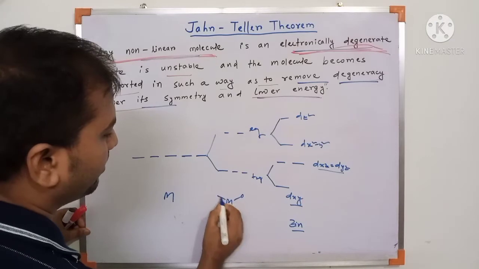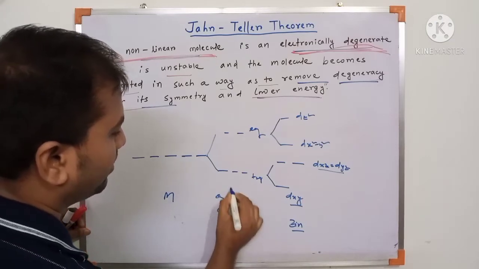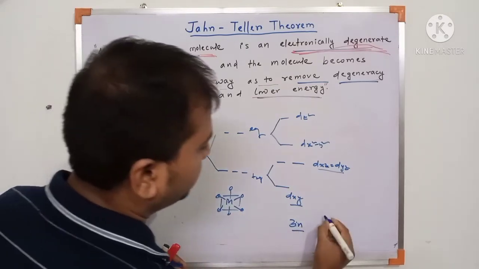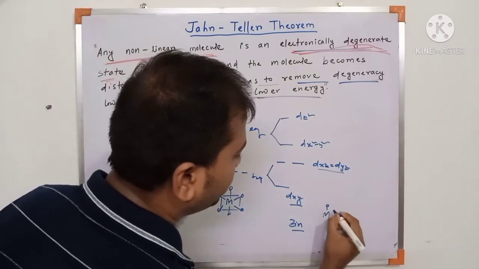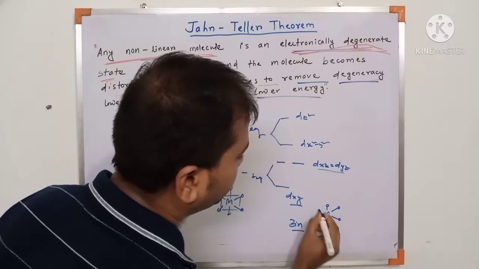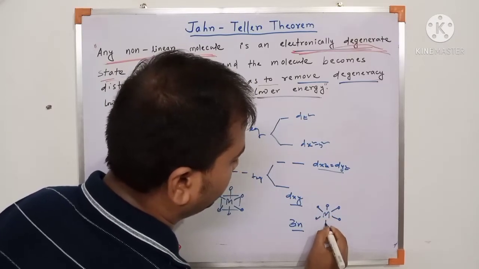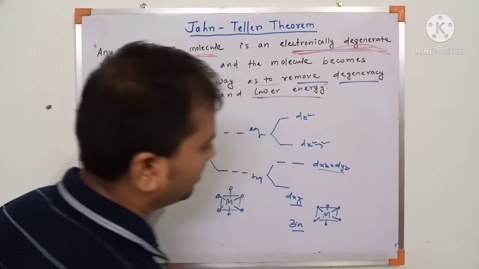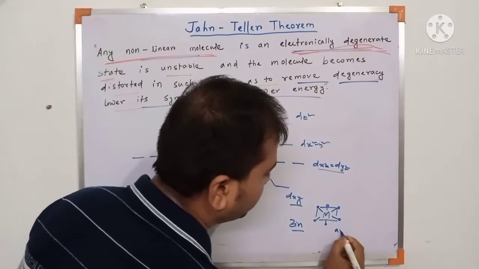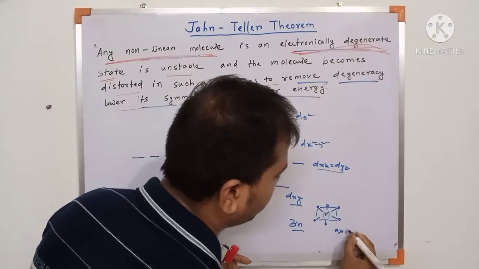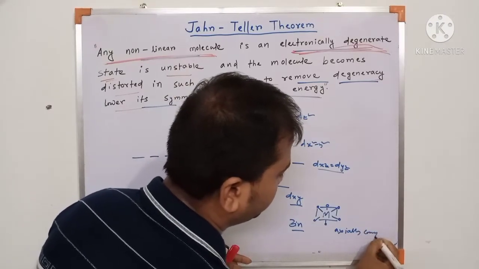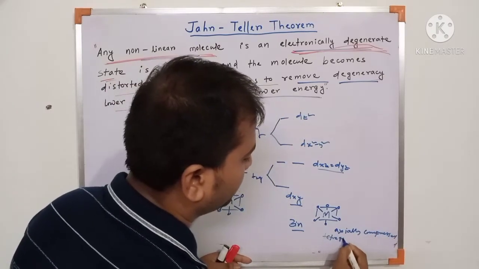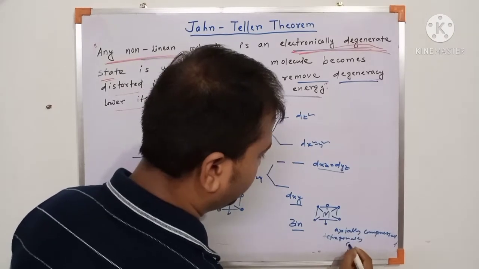This is the free metal ion and the metal in the presence of ligand in an octahedral field. After Jahn-Teller distortion, the metal and ligand, some ligands are short and some ligands are long. So 2 ligands are short and 4 ligands are long. So this is axially compressed, or tetragonally compressed.